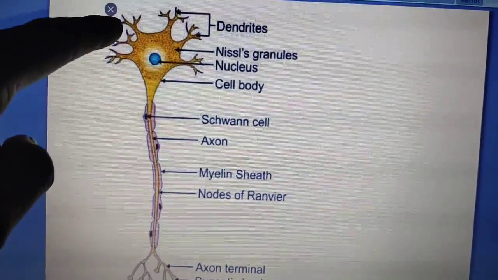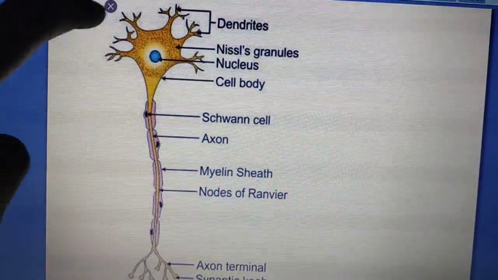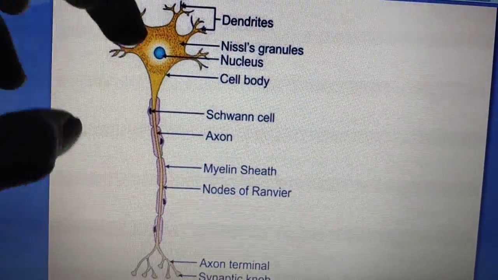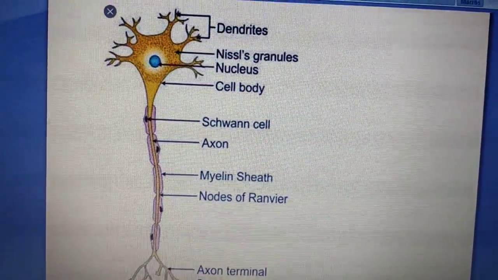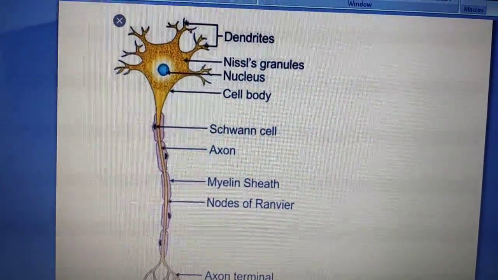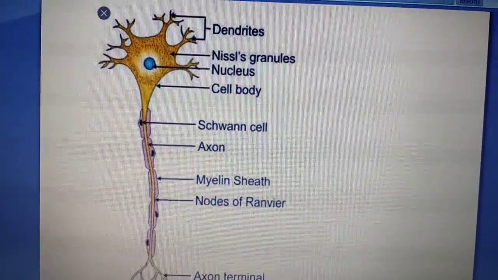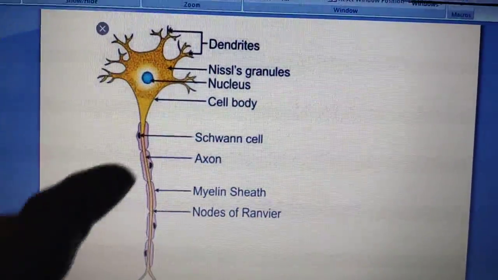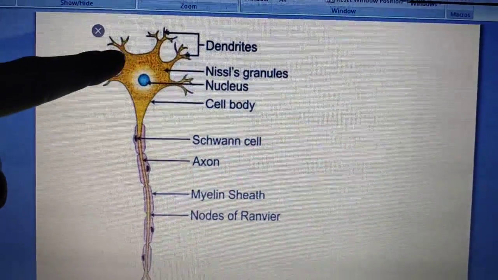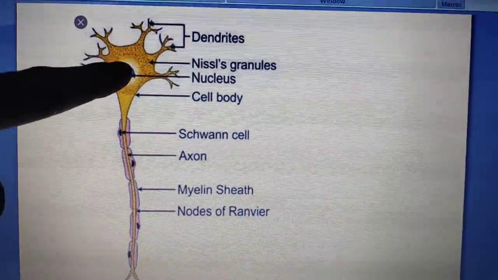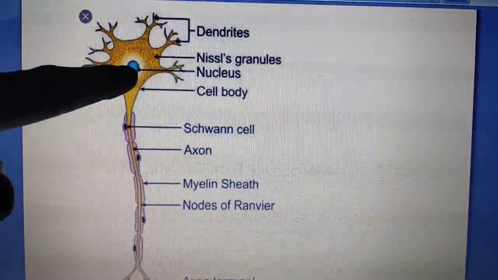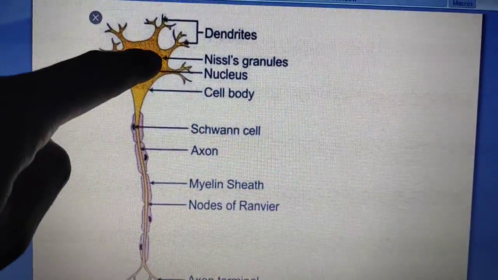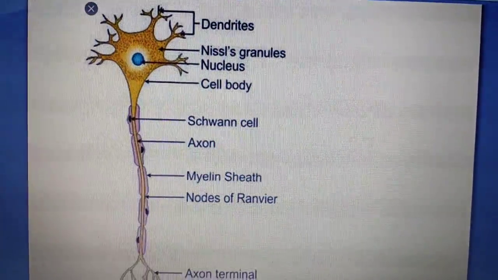Then you can see some tree-like, finger-like structures that we call dendrites. These dendrites carry the impulses, some stimulus. I will explain in the next slides. Just to understand, this is the cell body, also called the soma. The round, bluish part in the center we call the nucleus, and the small particles we call Nissl's granules.